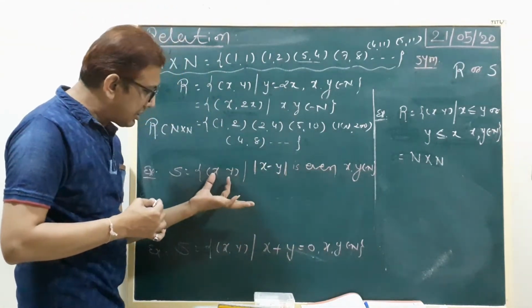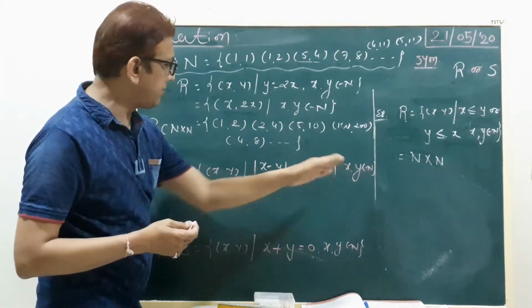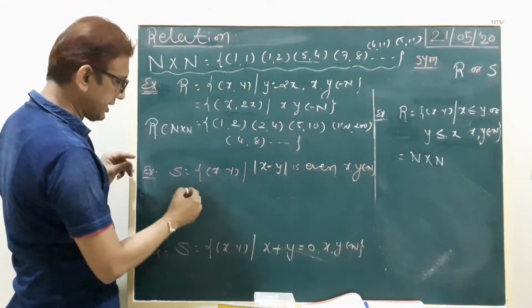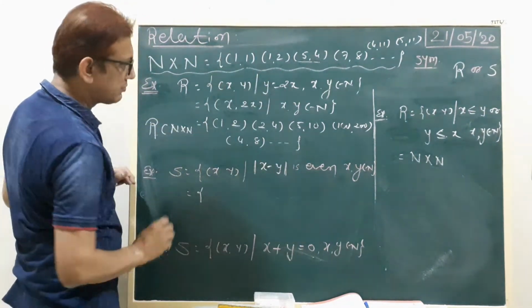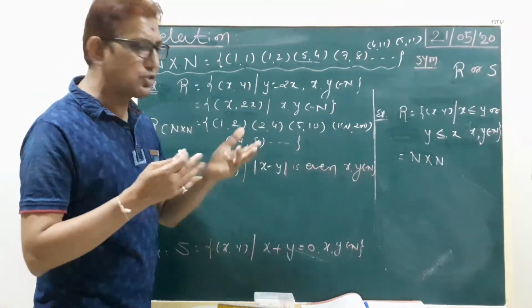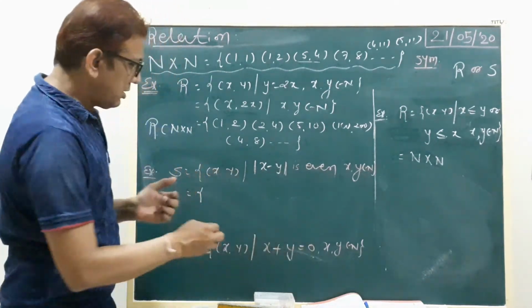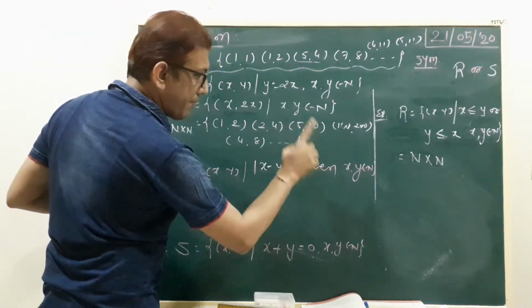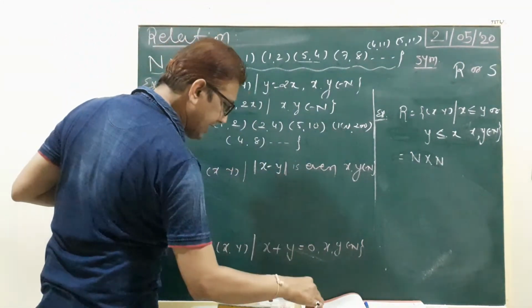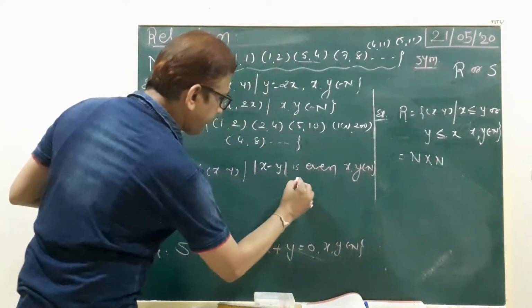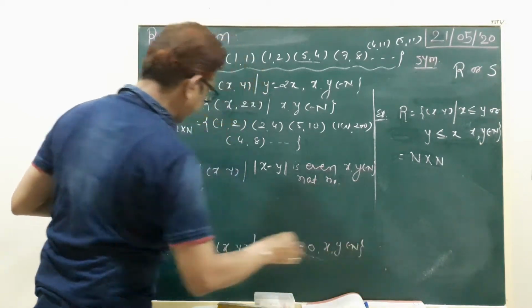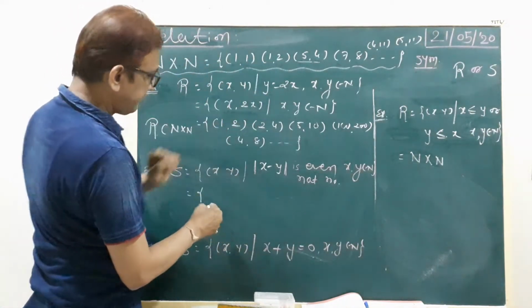Another example. S equal to the set of (x, y) such that modulus of x minus y is an even number. The subtraction of these two numbers, x and y, is even, where x and y both are natural numbers. Now select ordered pairs in N cross N, but the condition is this one. (1,1) is not possible. Why? Because 1 minus 1 is 0. 0 does not belong to N. Right? Our condition is an even positive natural number, otherwise even natural number. We write here: even natural number, right?